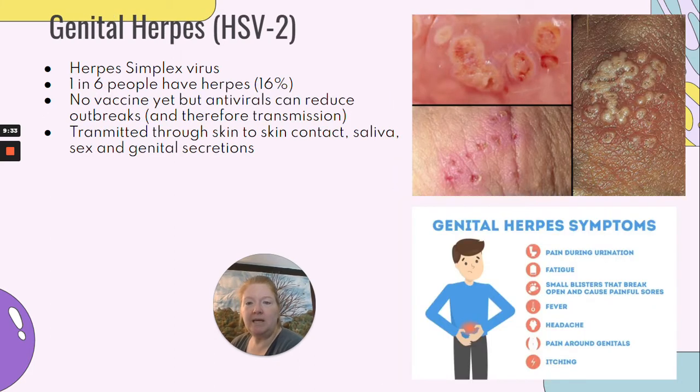Genital herpes is HSV2, herpes simplex virus 2. About 1 in 6 people, or 16% of the population, do have this form of herpes, genital herpes. There's no vaccine for either type of herpes, but antivirals can reduce outbreaks and then therefore transmission. It's spread by skin-to-skin contact with affected areas, saliva, sex, genital secretions.